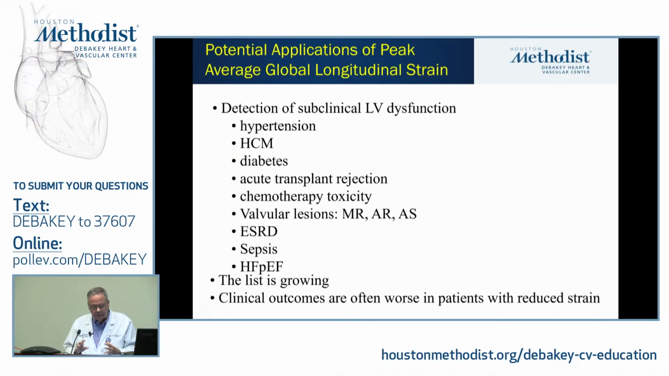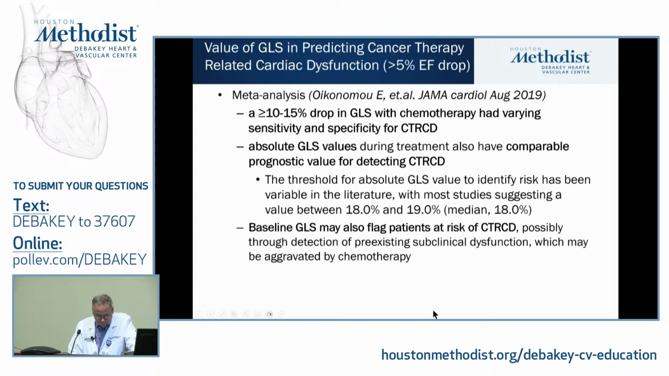So the bottom line is that there's a whole list of conditions where subclinical dysfunction is being detected by strain: hypertension, hypertrophic cardiomyopathy, diabetics, transplant rejection, chemotherapy, valvular lesions, end-stage renal, sepsis, and of course, HFpEF, very important because HFpEF, by definition, has normal ejection fraction. The list is growing. And clinical outcomes, as I'll show you, overall tend to be worse when strain is reduced.